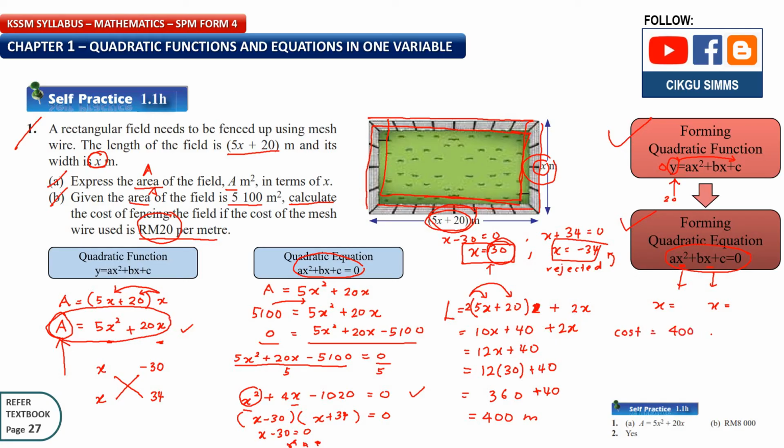It's 400 meter times RM20 per meter. So the meter unit is gone because multiply and then divide, right? So 400 times 20, the unit is RM. So 400 times 20, you get 8,000. So you need 8,000 to buy the 400 meter mesh wire to put up the fence. Okay. So 8,000 ringgit is the answer for B.